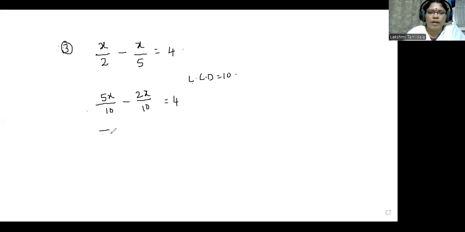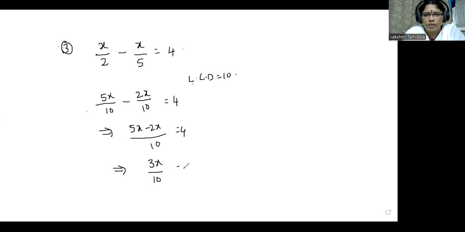Now we need to simplify this, as both are having LCD as 10. 5x we can subtract directly over 10. This is equal to 4. This implies 5x minus 2x is equal to 3x over 10, which is equal to 4. This implies here 3 is multiplying and 10 is dividing here.